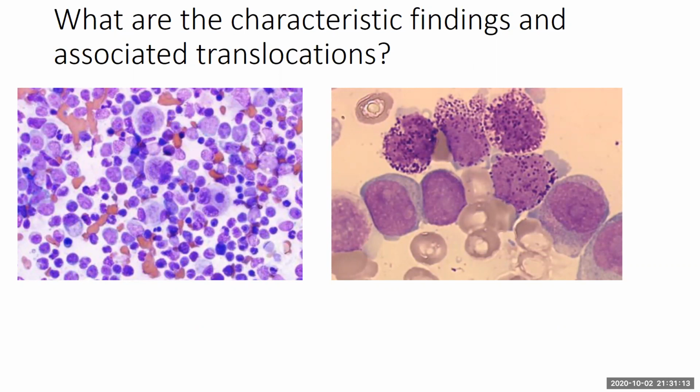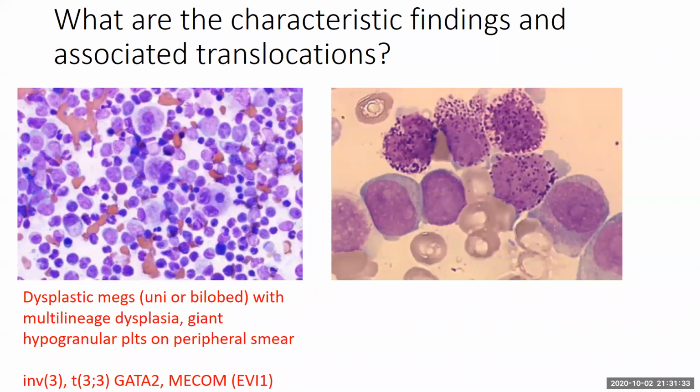All right, so on the peripheral smear, hypogranular, large, very ugly looking platelets, very bizarre morphology. You guys probably don't know this one, but does anybody have any clue? This is usually associated with patients that come in with tons of dysplasia on the aspirate smear, and seeing these big, ugly megakaryocytes is a good indicator of this specific inversion 3, translocation 3;3. Next one, what are you guys seeing here?